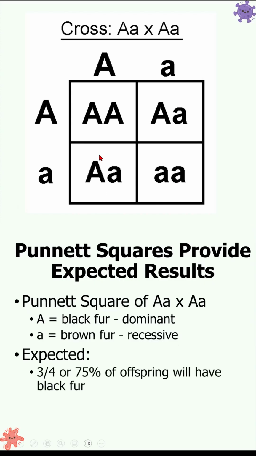So when we look at the offspring, which are in the boxes in the middle, our expected results are going to be that 3/4 of the offspring are going to have black fur. And that is because the capital A, homozygous dominant, is going to have black fur. And then our two heterozygous are also going to have black fur. And then the last box here is representing 1/4, which will have brown fur. Now, remember, it doesn't necessarily mean you have to have 4 offspring, but we're just looking at the ratios. So 75% are going to be black fur and 25% we're going to expect to have brown fur. And so those are the expected results from the Punnett square.